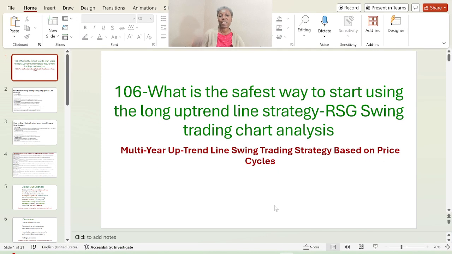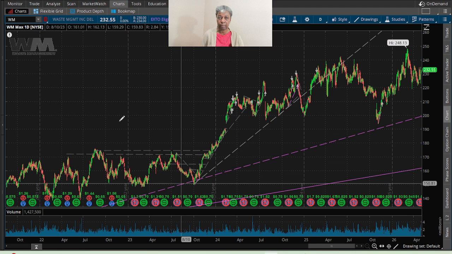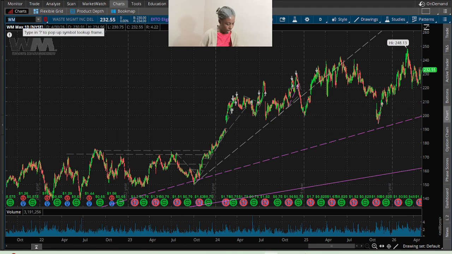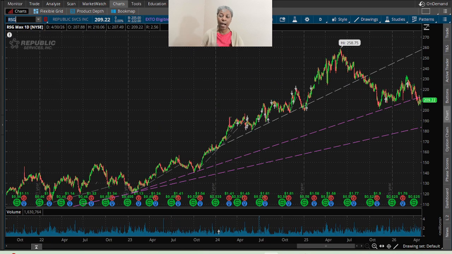Hello, what is the safest way to start using the long option long swing trading strategy? Let's use an example of a stock to illustrate that. So let's use RSG as of today, May 1st, 2026. And the safest way I found to use the long option long swing trading strategy is to pick a growth stock.